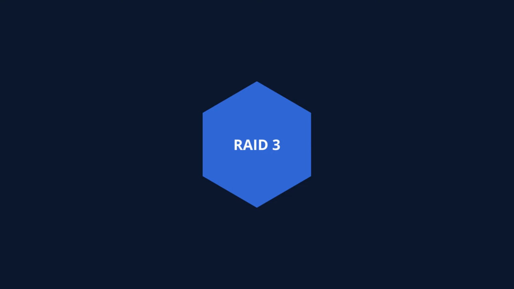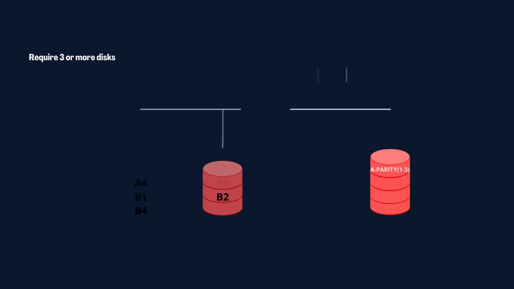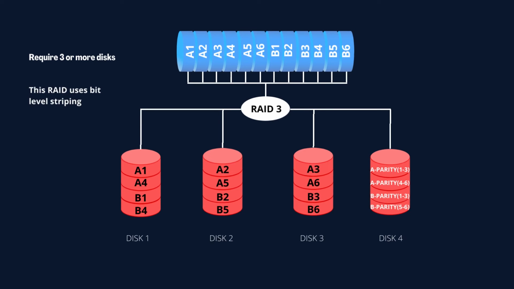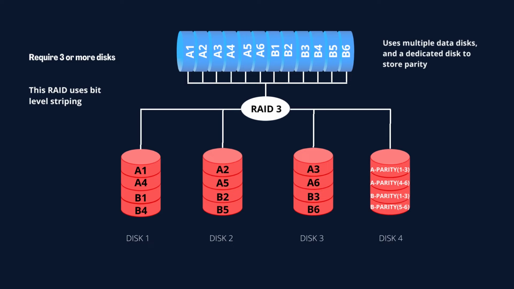For RAID 3, it requires 3 or more disks. This RAID uses bit level striping, which is the same as RAID 2. This RAID uses multiple data disks and a dedicated disk to store parity. The disks have to spin in synchronous to store and get to the data.